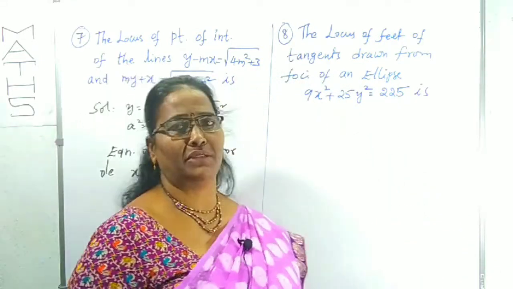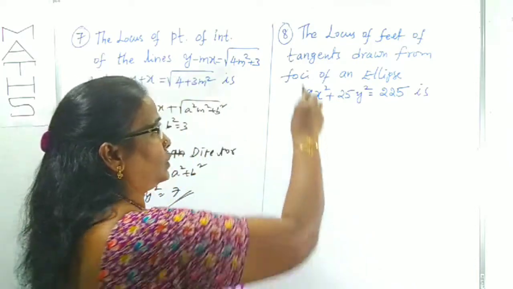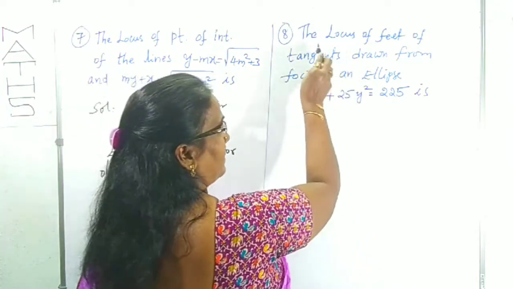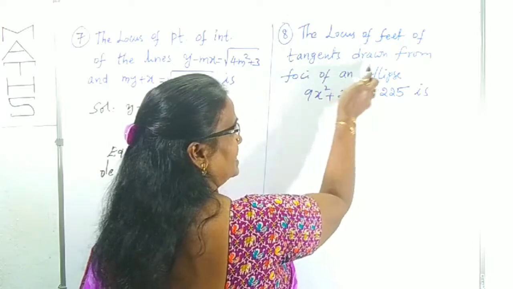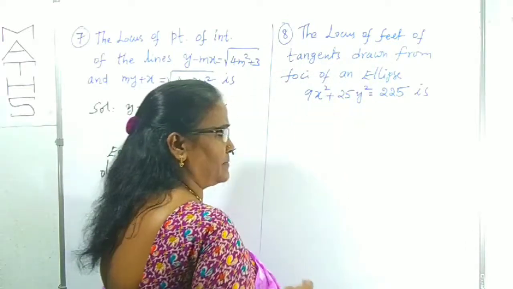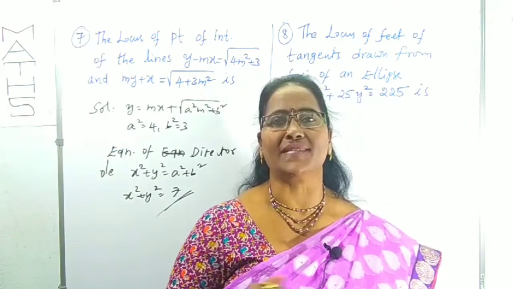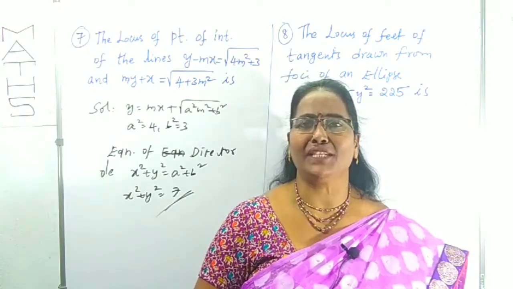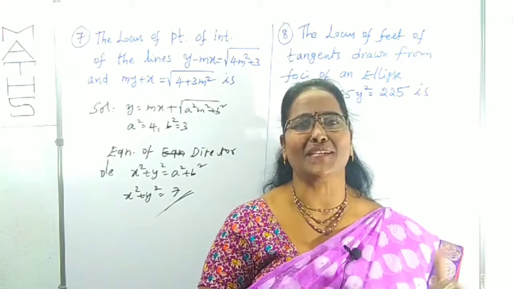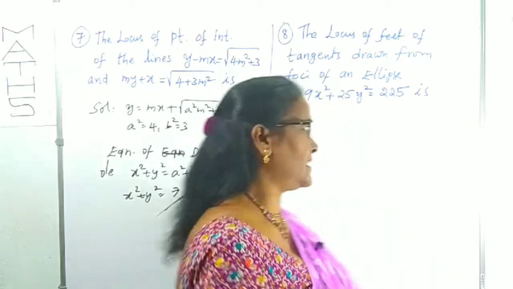Now come to question number 8. What is it asking? The locus of feet of tangents drawn from foci to any ellipse. What is that called? That is called the auxiliary circle. The locus of feet of the perpendicular from foci to any tangent is called the auxiliary circle.